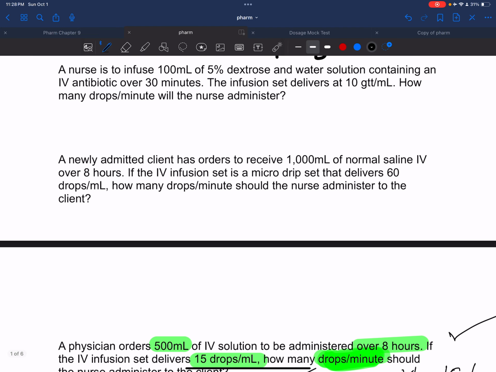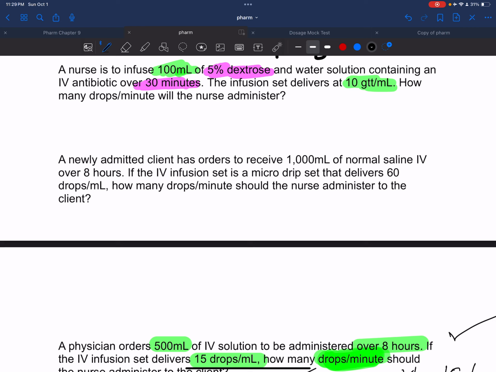So next question is, a nurse is to infuse 100 milliliters. You gotta highlight the important stuff so you don't get lost. 100 milliliters of 5% dextrose in water solution containing an IV antibiotic over 30 minutes. The infusion set delivers 10 drops per milliliter. How many drops per minute would the nurse administer? So this would be important here, and this would be important. Some more fluff again. This is fluff to confuse you, and this is fluff.